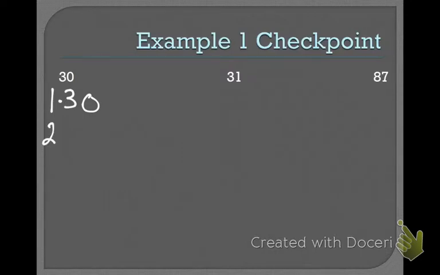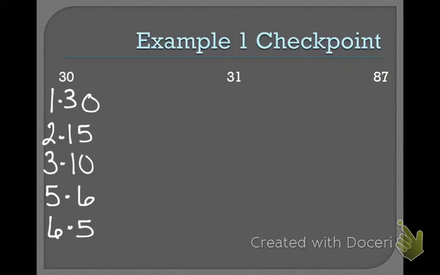Is 2 a factor of 30? Yes, 2 times what? 15. We just said 3 times 10. What about 4? Is 4 a factor? No, it doesn't go evenly. What about 5? Yes, 5 times 6. Very good. And then what about 6? 6 times 5. But do you see, guys, 6 times 5 is the same thing as 5 times 6? Y'all see that? So I know that I'm done listing my factors as soon as they start repeating.